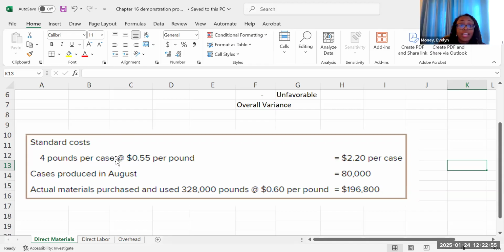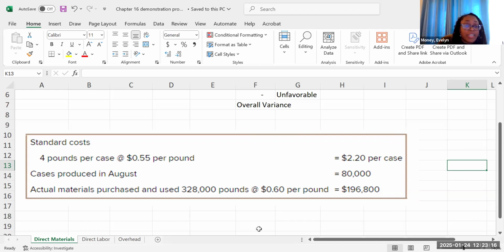We look at things in terms of cases. And we believe it should cost us 55 cents per pound. When we multiply that out, it gives me a standard cost of $2.20 per case. I want you to put a big old X through that. Ignore the $2.20 because that is not what I need.